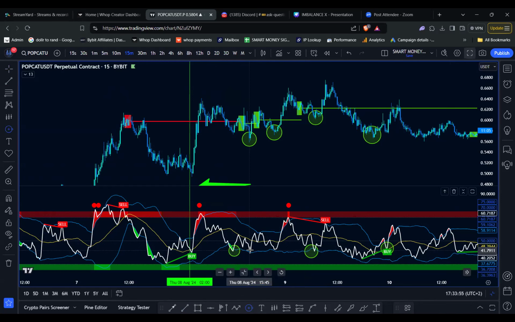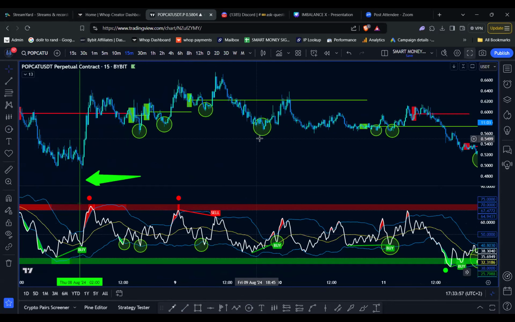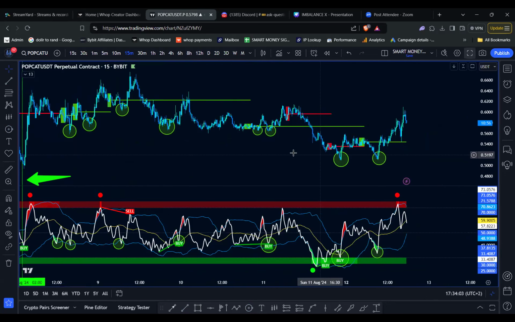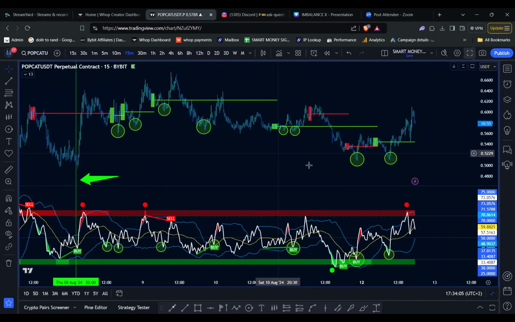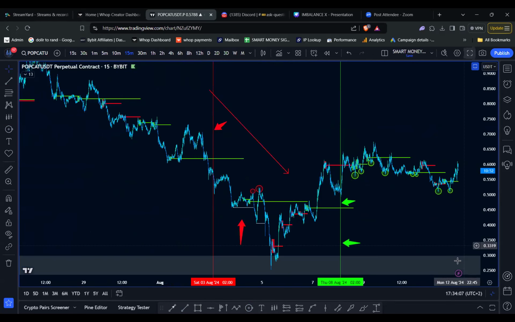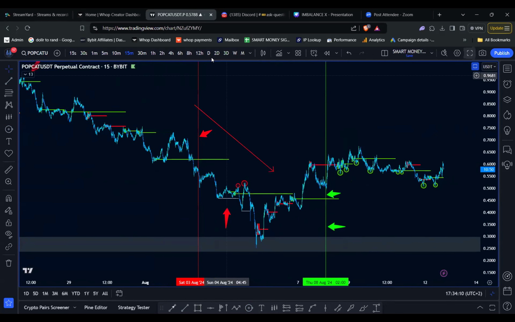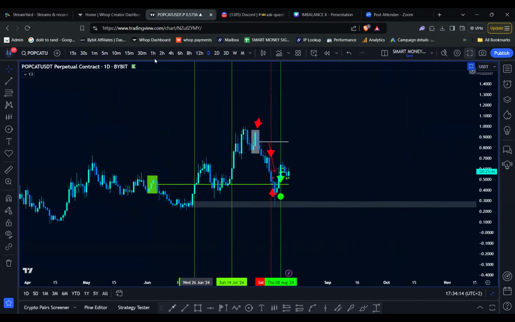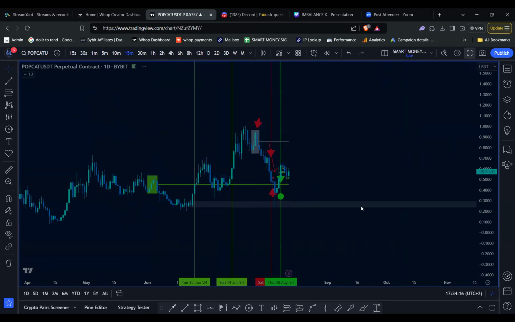We got a shark fin over here, just a very tiny shark fin. So these would have been fantastic trades. You would have got 1, 2, 3, 4, 5, 6, 7, 8 very nice trades that would have happened over here for you just based on this strategy alone. So this is using the daily as our higher time frame and the 15-minute as our entry time frame.